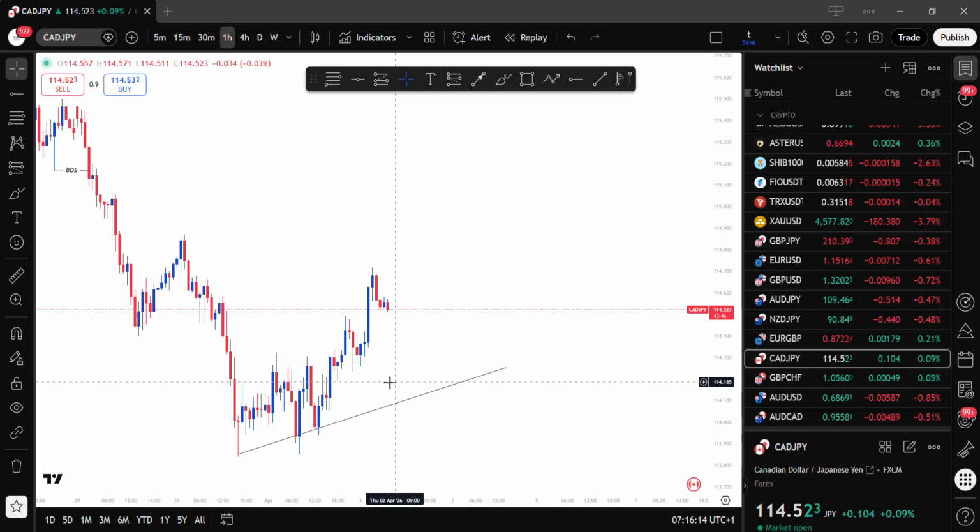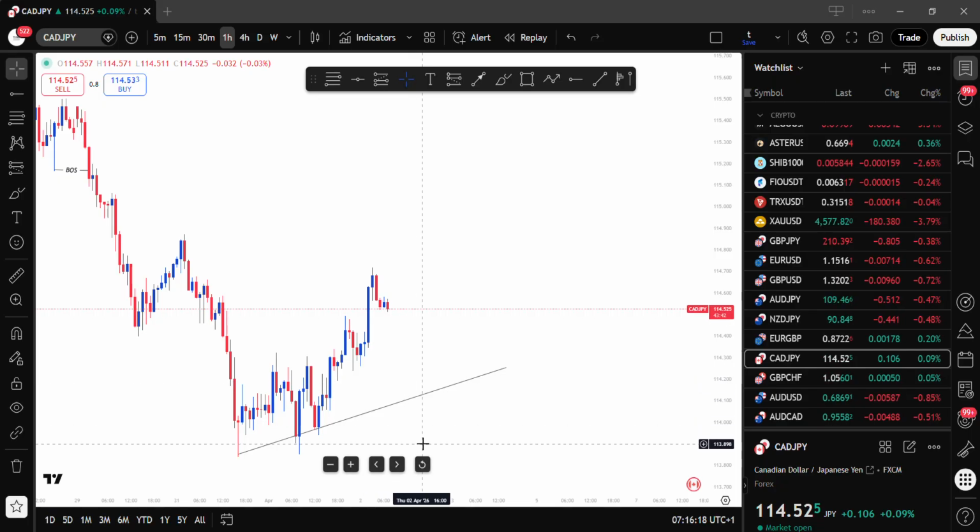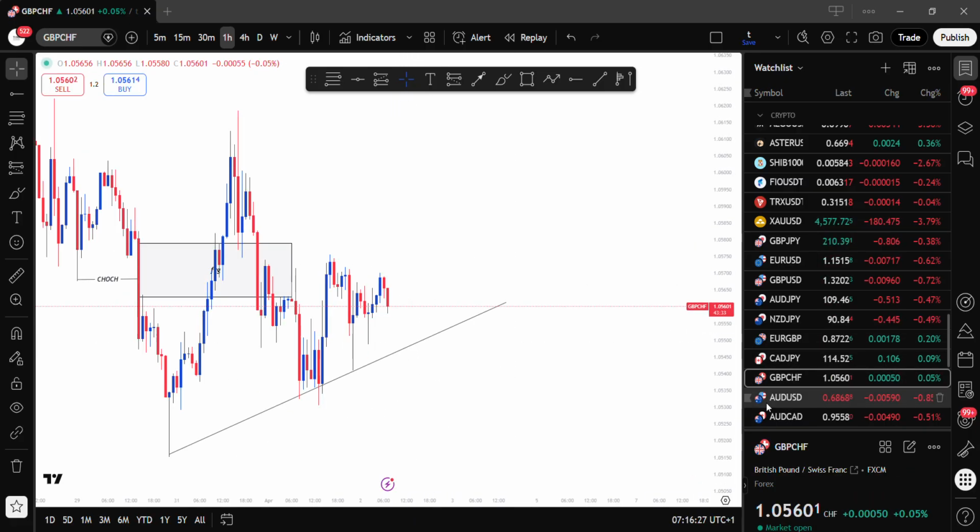On the 1 hour time frame, you can see I had this line drawn out here that I want the market to test, and the buy should continue, but there is no clear entry. The market has not tested it yet.